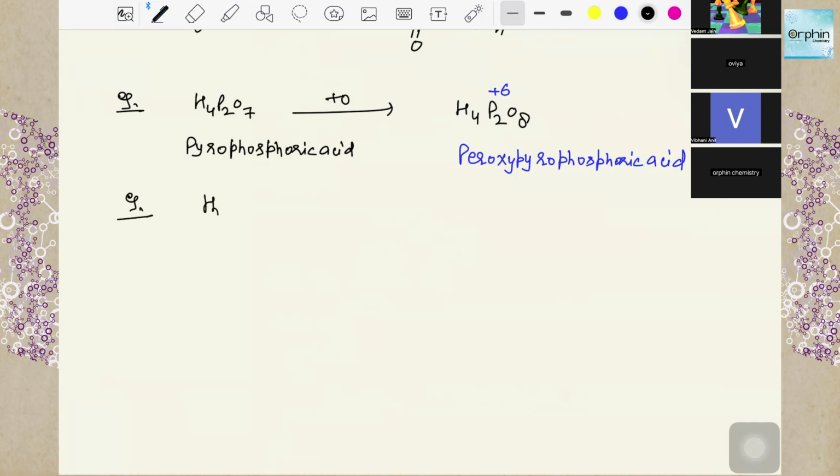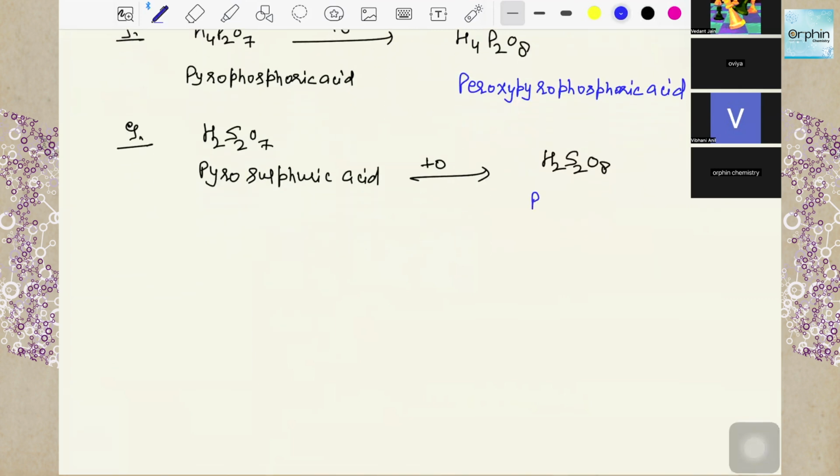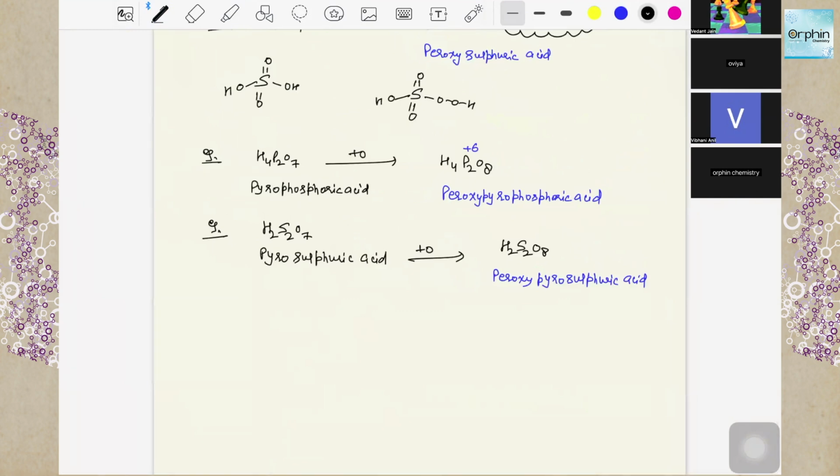Okay, let us have the next one. This is important. H2S2O7. What is it here? It is pyrosulfuric acid. So when 1 oxygen is added here, it will become H2S2O8. And the name will be peroxypyrosulfuric acid. This is pyrosulfuric acid. Okay, fine. Correct? Is there any doubt up to here?